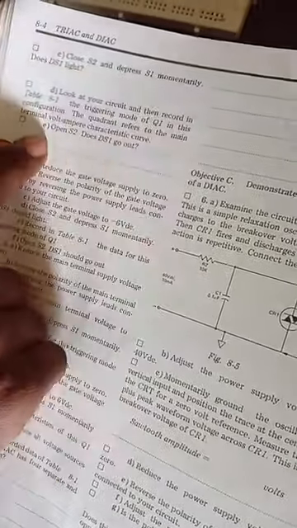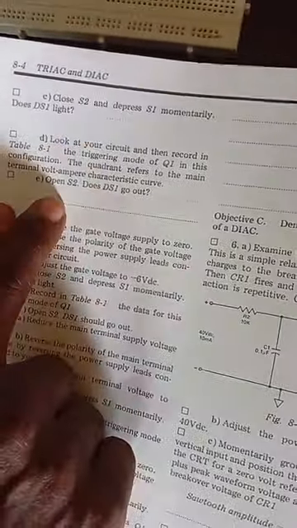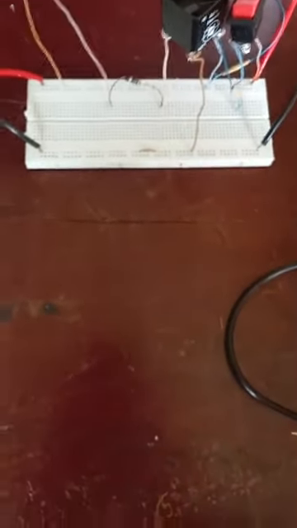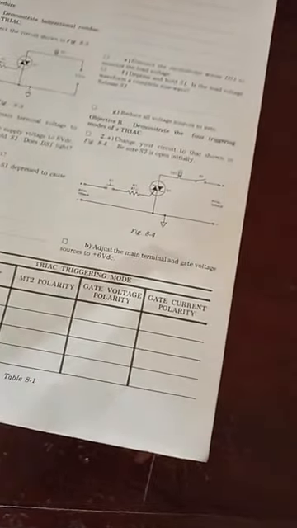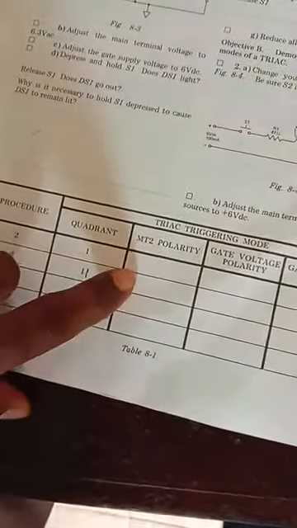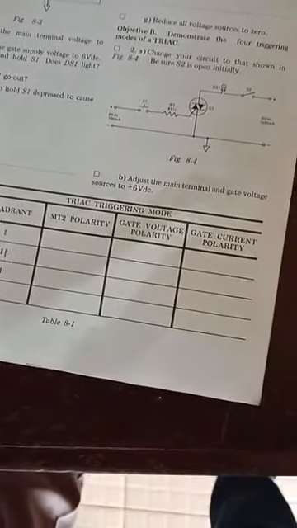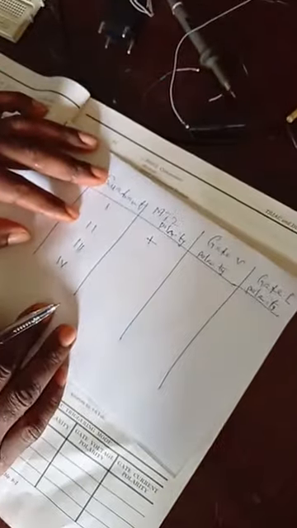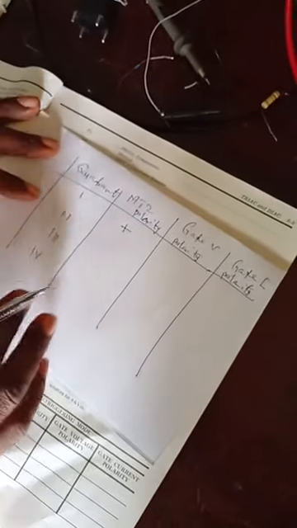Look at your circuit and then record in table 1 the triggering mode of the Triac configuration. So the control refers to the main terminal voltage and characteristic curve. Okay, let's see now. You can see that this is our MT2, and at MT2 you have positive. Now we have to follow this quadrant. The first one, you can see that our MT2 is towards the positive voltage.